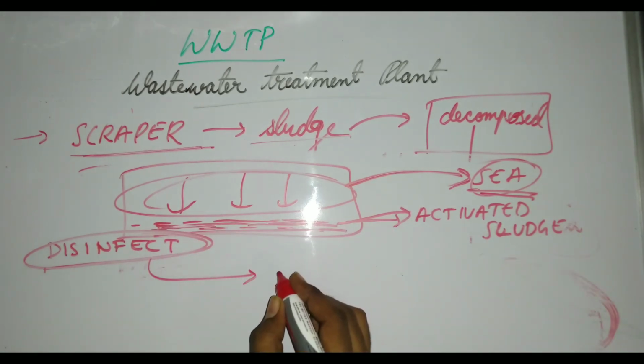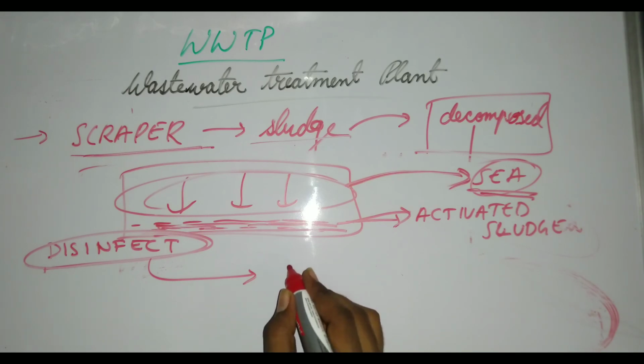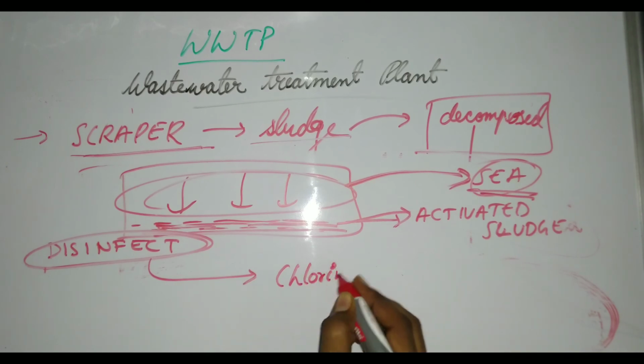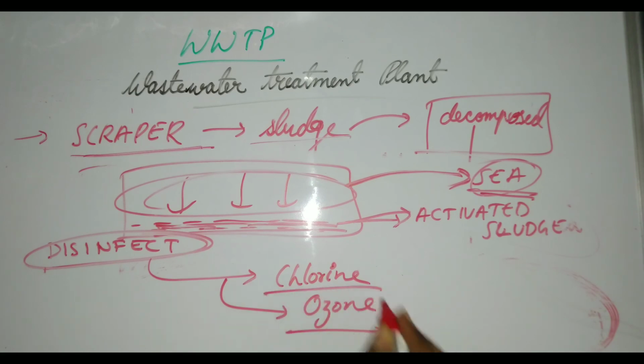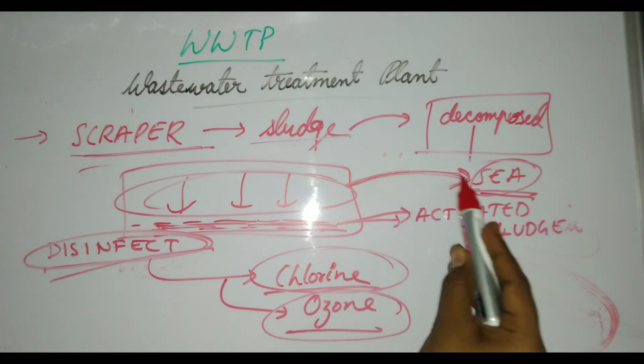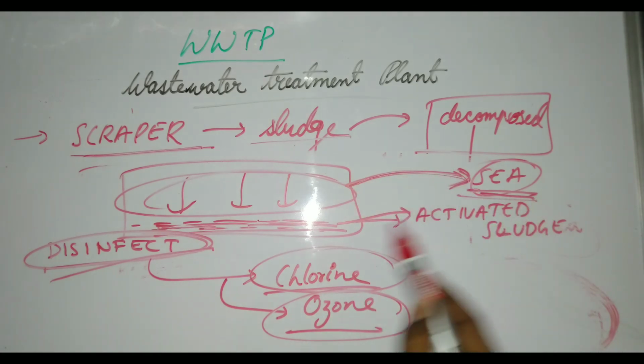How can we kill the germs, or remove the impurities? By adding chemicals. What sort of chemicals? We can add chlorine or we can add ozone. So whenever it is necessary, they will add this sort of chemical so that they disinfect the water. Disinfect means killing the germs and all. Then they release it to the distribution center, or we can say water bodies, to nature. Alright, so this is the whole concept behind the WWTP, that is wastewater treatment plant.